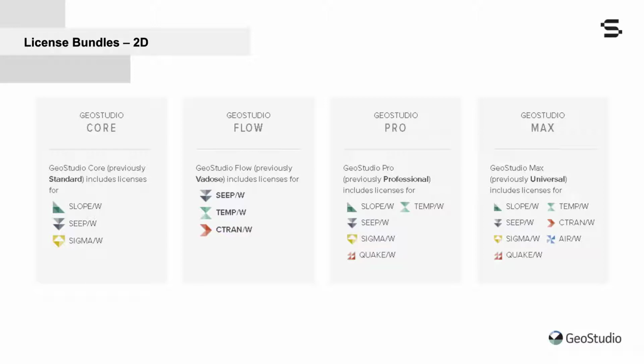The GeoStudio Flow Bundle includes SeepW, TempW, and CtrendW. It was designed for the environmental and climate change sectors, such as environmental protection and climate change examples we have discussed in this video, as well as other vadose zone hydrology and land climate interaction scenarios. GeoStudio Pro and GeoStudio Max bundles give you the option for even more GeoStudio products, depending on how many users and sectors your project span. This gives you a bundled option if you have projects that expand across multiple sectors, or if you are interested in analyzing earthquake or dynamic conditions.